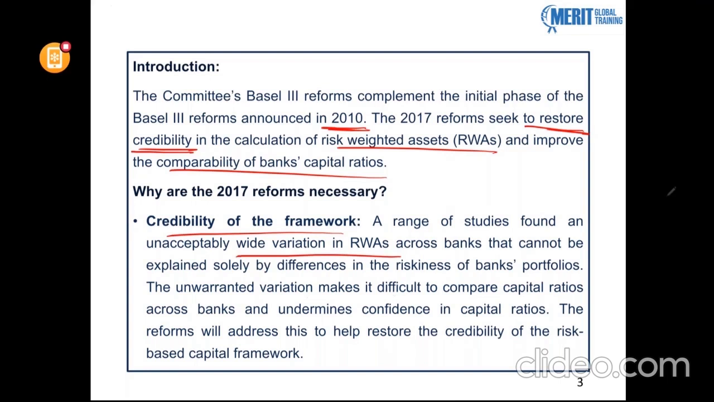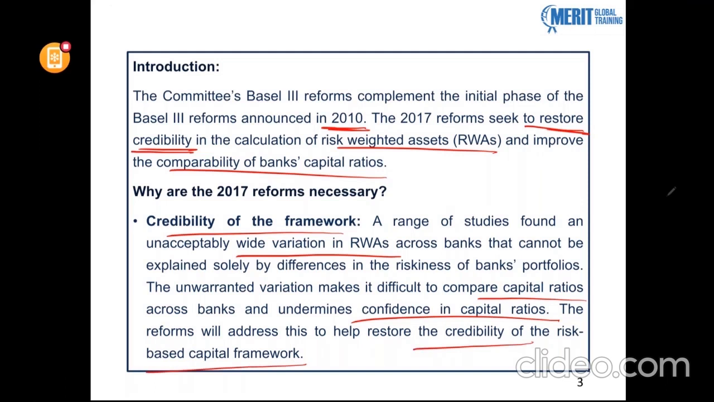The unwarranted variation makes it difficult to compare capital ratios. You cannot compare the capital ratios because of the variations in the way banks calculate their RWA. And as a result, it undermines the confidence in the capital ratios that banks actually put together or report to their regulators or their investors. Okay, the reforms will help us address and help restore the credibility of risk-based capital ratios. So that's what Basel IV is mainly about.